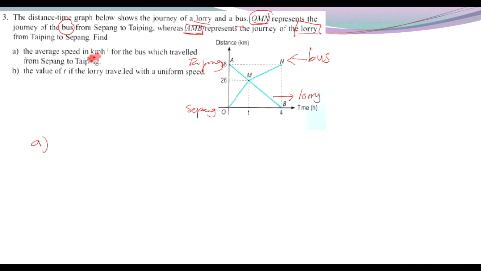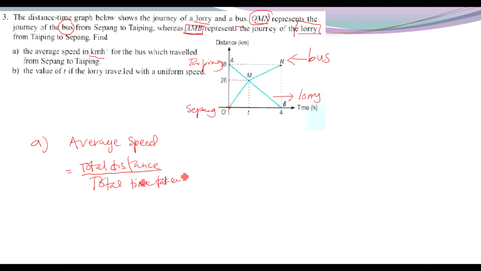The average speed in kilometer per hour for the bus which travelled from Sepang to Taiping. Average speed for the bus, from here to here. Average speed equals total distance over total time taken. You must remember this formula, so you can write it many times.